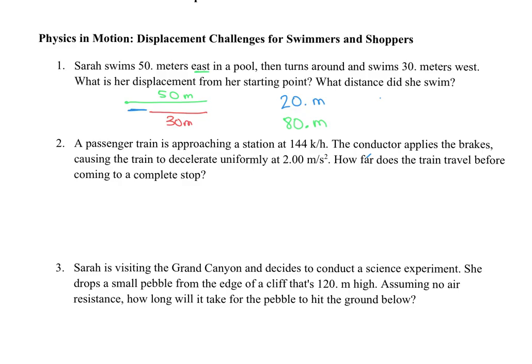All right, we also did acceleration and deceleration. And so we had problems like number 2 here: a passenger train is approaching a station at 144 kilometers per hour. He applies the brakes, causing the train to decelerate uniformly at 2 meters per second squared. How far does the train travel before coming to a complete stop?